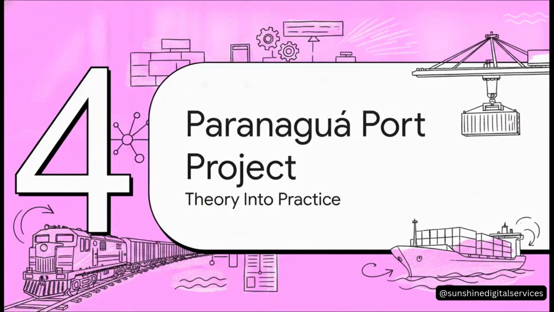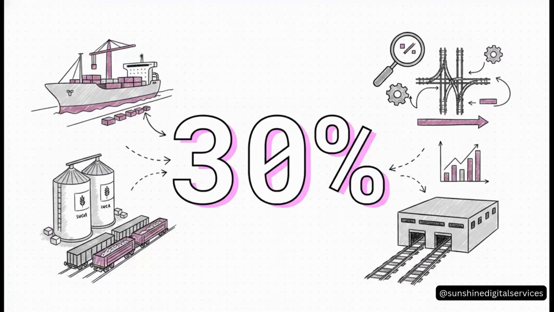All right, Section 4, the Paranagua Port Project. Putting theory into practice on the railway. Let's see what all this looks like in the wild with a concrete case study. This is a simulator built by Paragon for a company called Rumo to manage the massive railway complex at Brazil's port of Paranagua. 30%? That is a massive operational footprint.